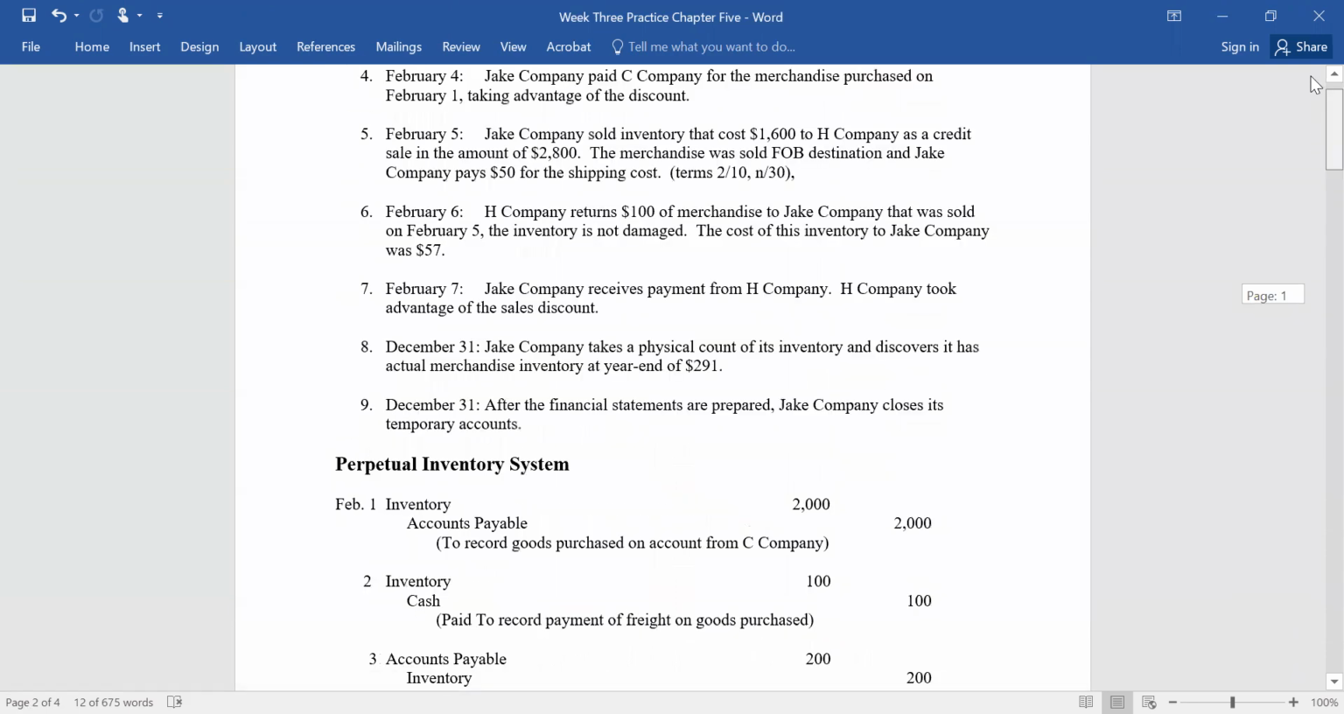I didn't go any further. I just wanted to give you a brief example just to show you some of the differences you're going to see between perpetual and periodic.